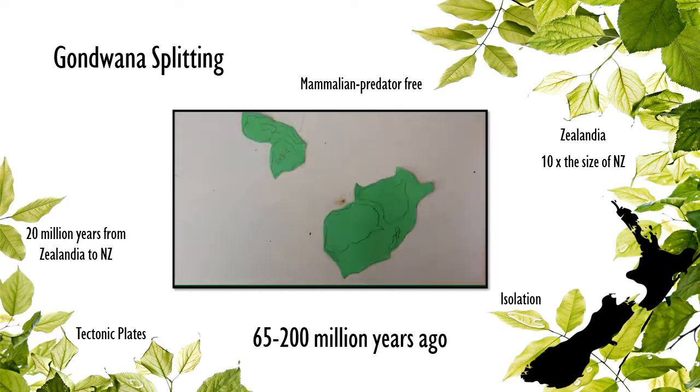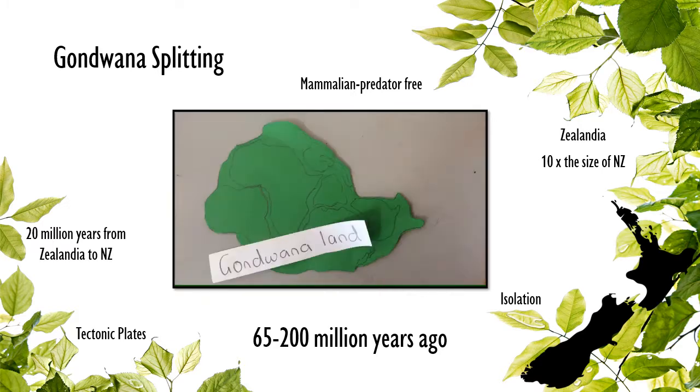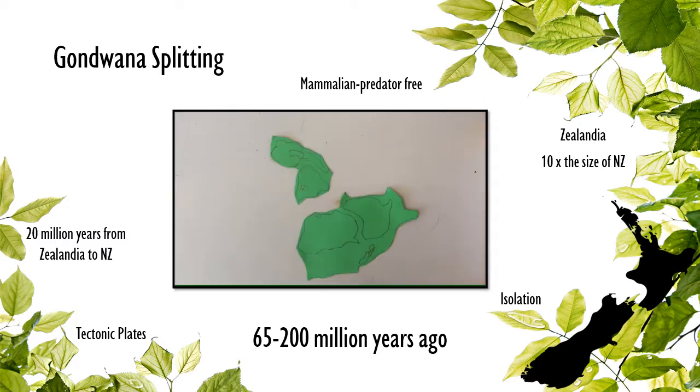The landmass that was to become New Zealand split off from Gondwana. This area that split off was about 10 times the size of New Zealand today. It was called Zealandia. The full separation of Zealandia to form New Zealand took over 20 million years.